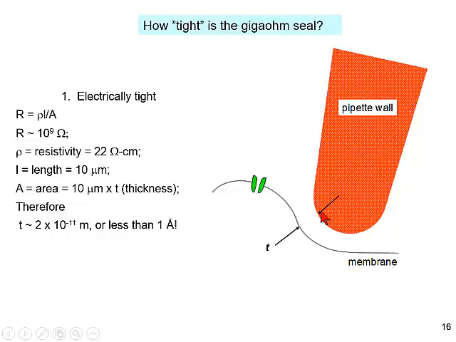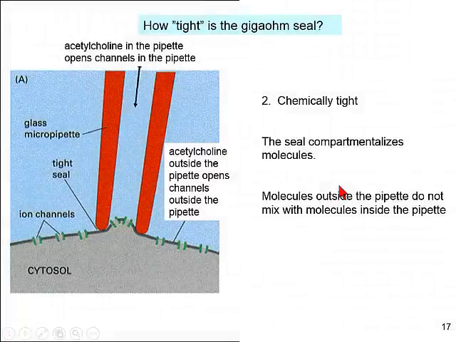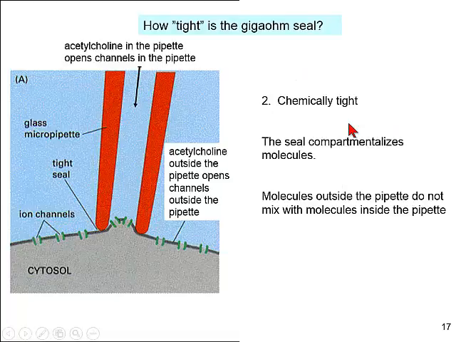So what this really tells us is that there is in fact a chemical reaction between the membrane and the glass of the pipette wall. That makes a pretty good seal. And we know a little bit about this chemical reaction. It's probably non-covalent between the head groups of the lipids and the silicates in the glass, but we're not sure. Now, the other interesting aspect is that the gigohm seal is chemically tight as well. So what chemically tight means is that it doesn't allow stuff inside the pipette to mix with stuff outside the pipette.